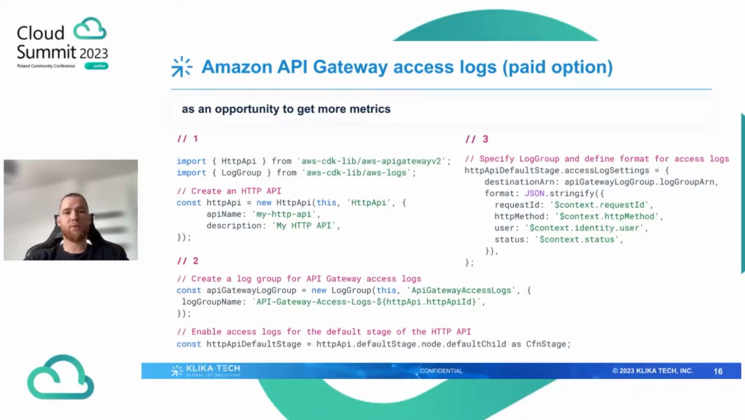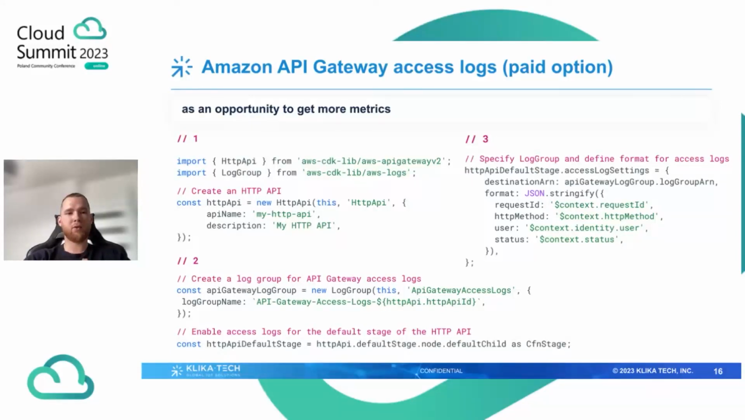Then we have to configure a CloudWatch Logs log group for our API. And finally, pay attention to step number 3. We should specify our log group for access logs and define its format. The format could contain different fields. In our case, we will have request ID, HTTP method, some user info, and status of our response.